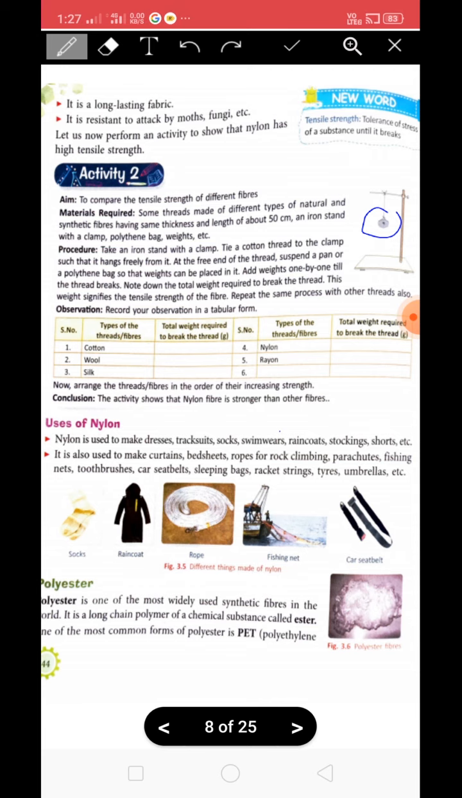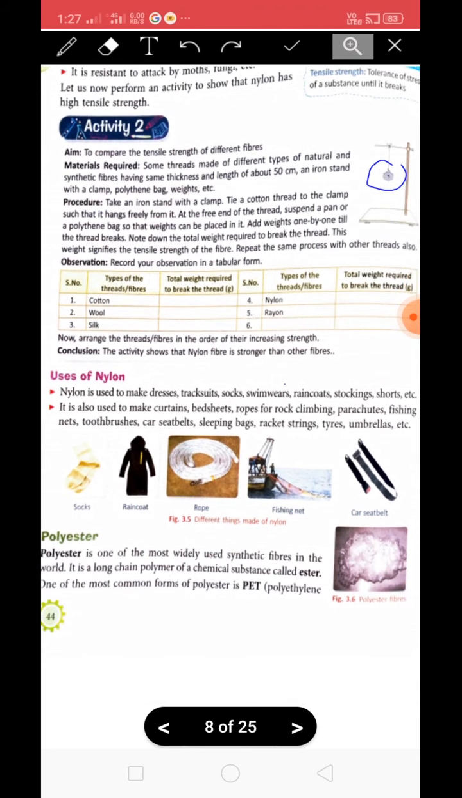The last weight that the thread was able to hold is considered the tensile strength of the thread. After performing this activity, you will get several data, and you will come to know that nylon is the one having the highest tensile strength. Understood? Now, uses of nylon, we will see.